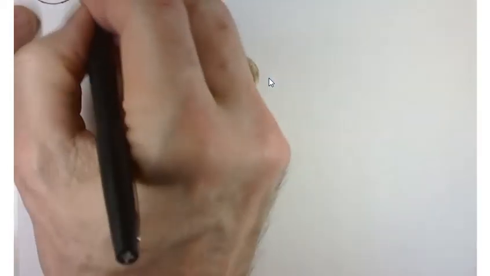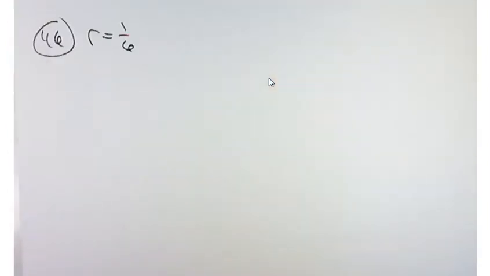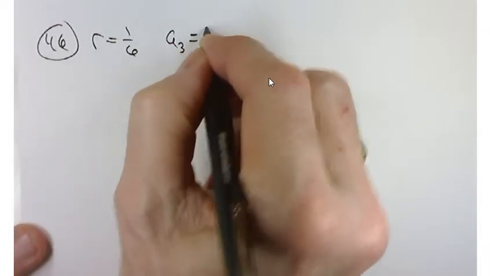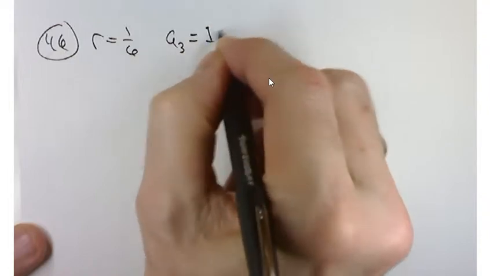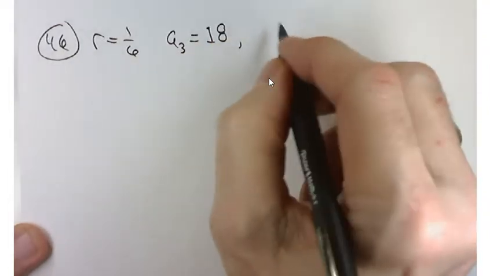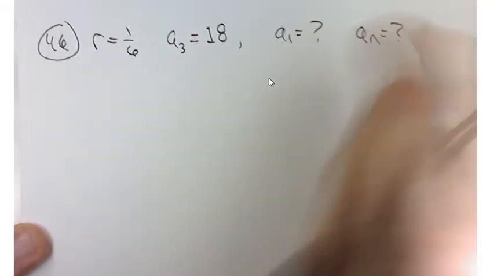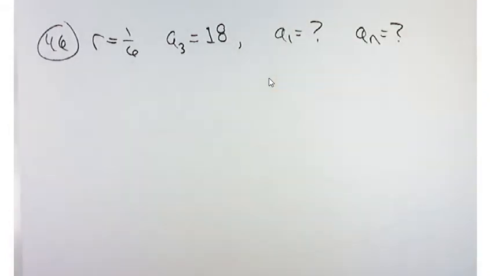Let's try another one like that. Probably not as hard. That's going to be problem number 46. Here they give us r is 1/6. A sub 3 is 18. And we want to know what a sub 1 is and a sub n. So we want to know the first term and the general term.